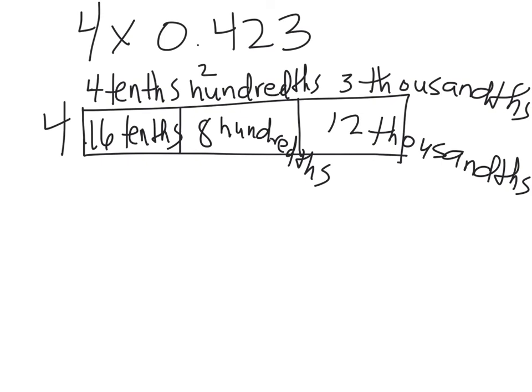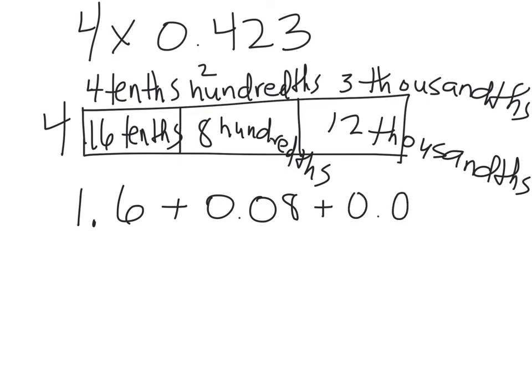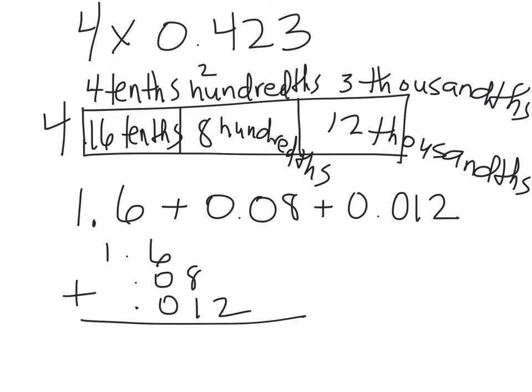So 16 tenths is the same as 1 and 6 tenths, plus 8 hundredths, plus 12 thousandths. Okay, if I add these all up, so I'm going to make sure I line them up very carefully so I don't make any mistakes. Okay, if I add these up, I get 1 and 692 thousandths.